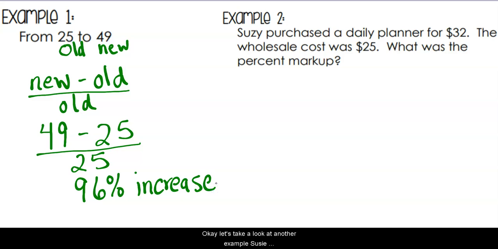Okay, let's take a look at another example. Susie purchased a daily planner for $32. The wholesale cost was $25. What was the percent markup? Okay, so for some of the other problems we've been doing with markup, you had been calculating either the markup amount or perhaps the new price. But here we're going to figure out what the percent markup is.